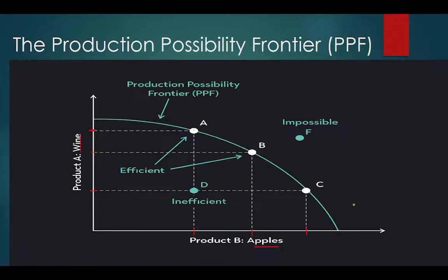So the economy cannot produce this combination with its current resources and technology, and achieving point F would require economic growth. It would require better technology. It would require more labor or capital, or improved productivity. In other words, it would shift the PPF outward.